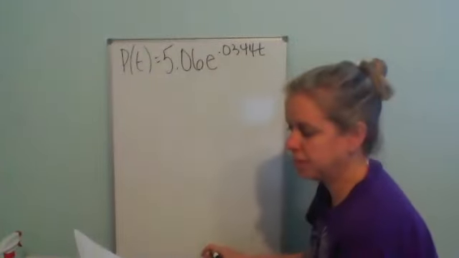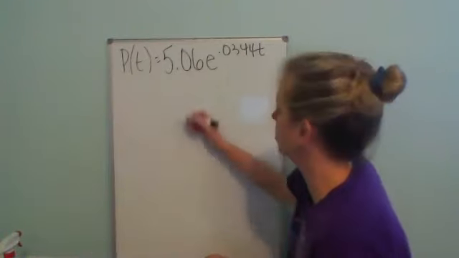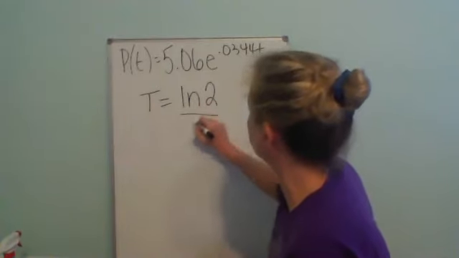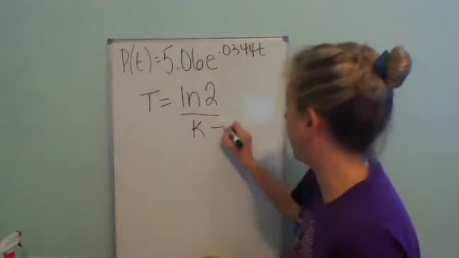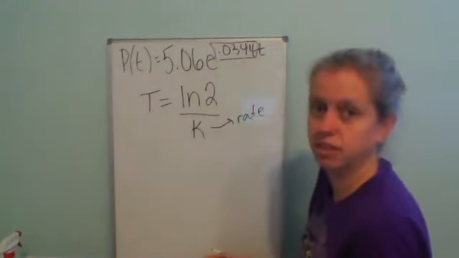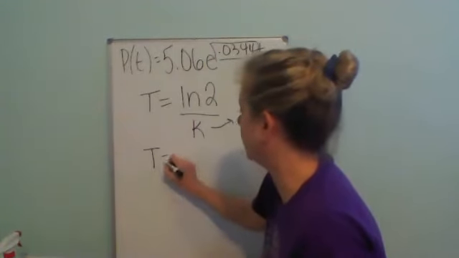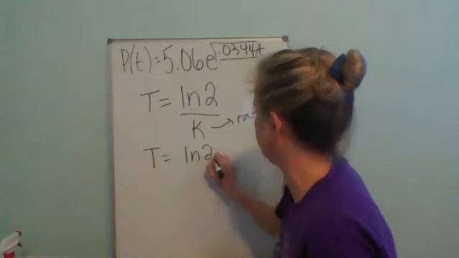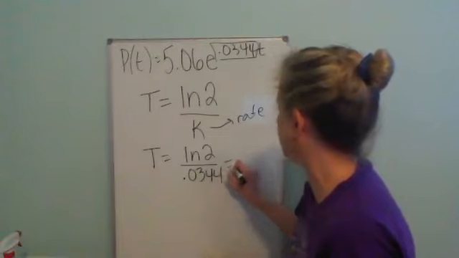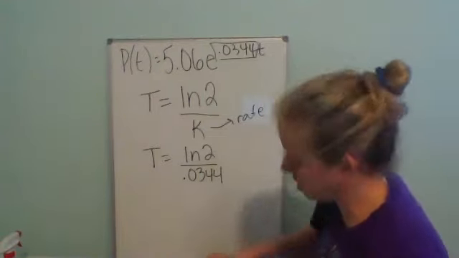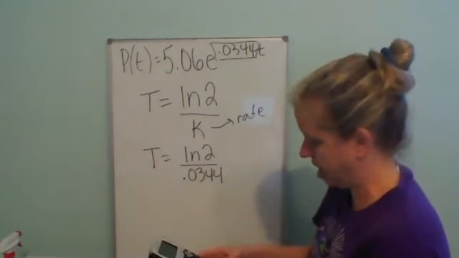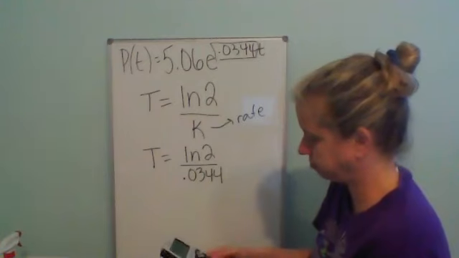All right. The doubling time is about how many years? Here's what the formula for doubling time is. ln2 over k. And remember, k is the rate, which is this number right here. Okay, so the doubling time, that's what my answer is going to be, is ln2 over my k, which is 0.0344. And then just type that into your calculator. So you have ln2 divided by 0.0344.